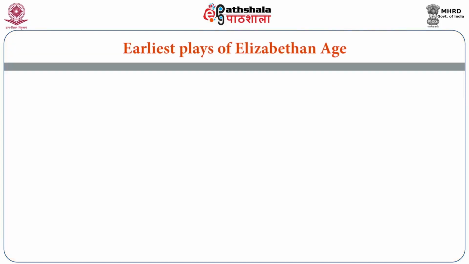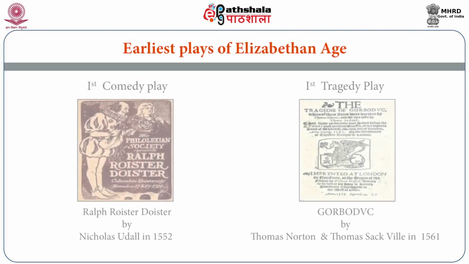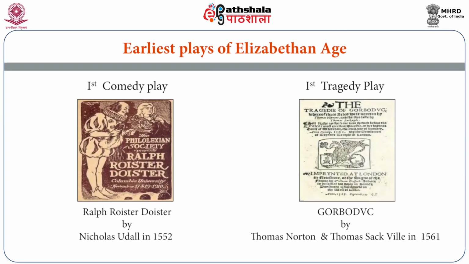Earliest plays of the Elizabethan age. The first comedy of the Elizabethan age is attributed to Ralph Roister Doister by Nicholas Udall in the year 1552. And friends, possibly you know the first tragedy in English was written by Thomas Norton and Thomas Sackville, and the title of the play is Gorboduc.